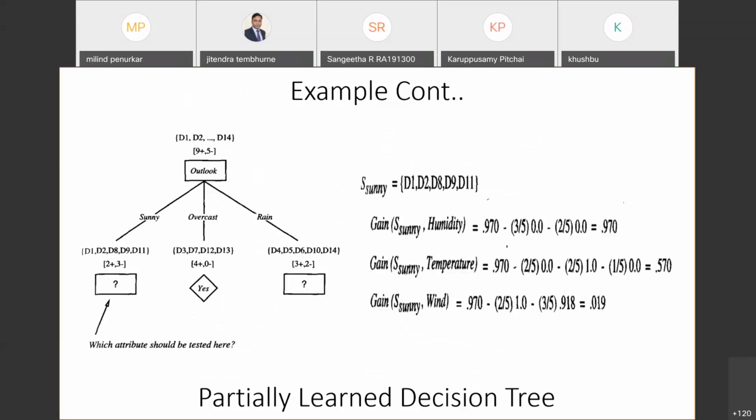If you see with overcast, we have got 4 examples, 4 positive and 0 negative. So all 4 positive, therefore I conclude yes. Now, Sachin sir, this becomes yes, the leaf node. Whereas again on outlook rainy, D4, D5, D6, D10, D14, again 3 plus and 2 minus. So not all positives or not all negatives, unlike overcast. Therefore, again, we have a problem here, so I need to expand it further.